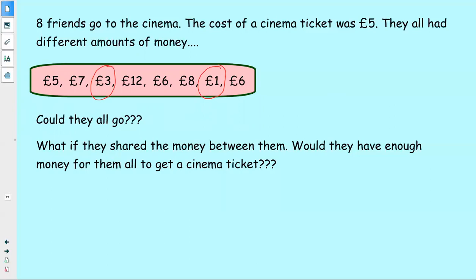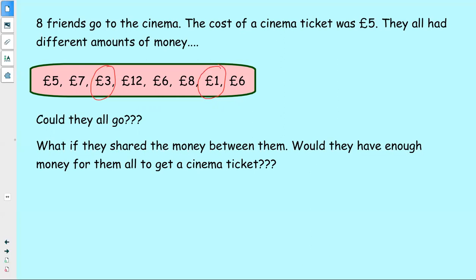The next question, it's not said the word find the mean, it's not said the word find the average, but that's really what it's asking you, saying what if they share the money between them, would they have enough money for them all to get a cinema ticket? So really what we're doing here, we're working out the mean, working out the average. If we added all their monies together, how much would they have, what the average amount they would have. So let's have a look at that together.